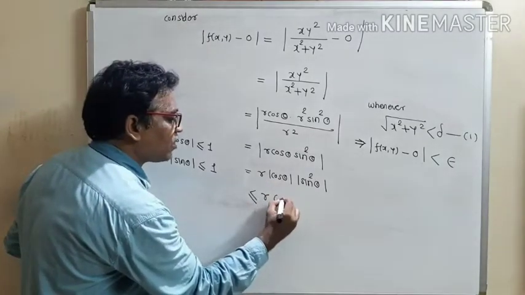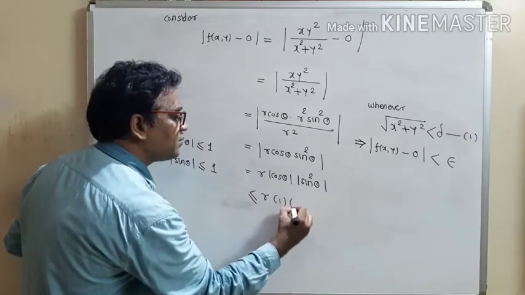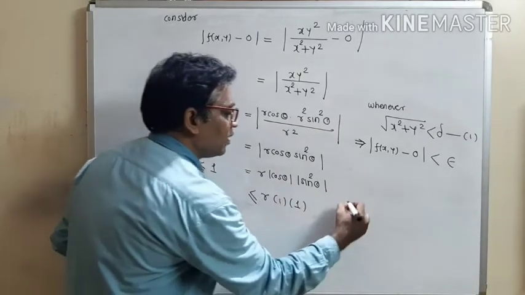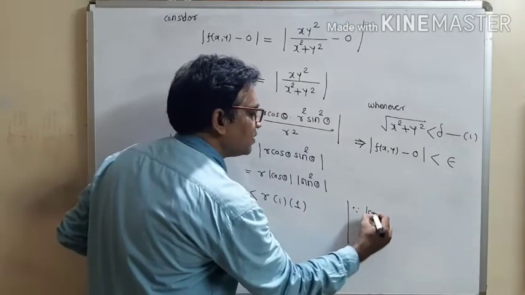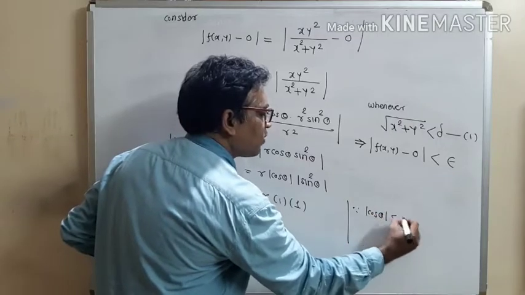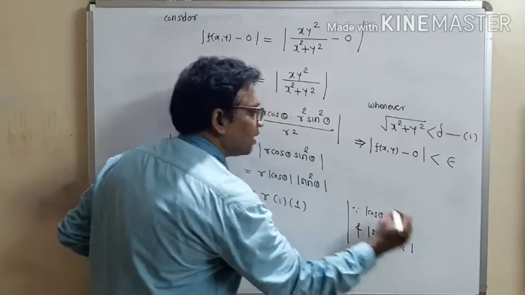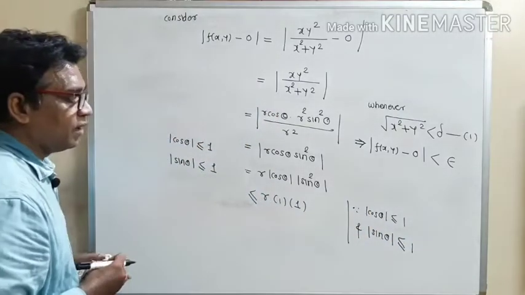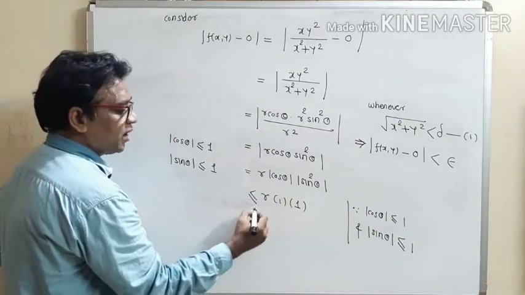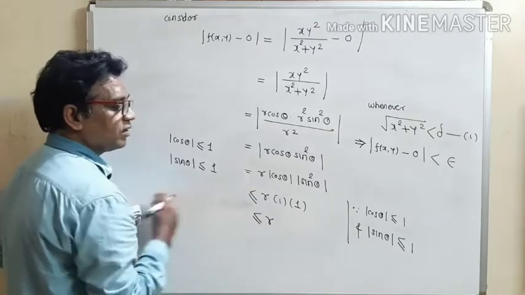The maximum value for cos theta is 1 and the maximum value for sin theta is 1. Give the reason: because the maximum value for cos theta is 1 and the maximum value for sin theta is 1. So r into 1, so this is less than or equal to r.